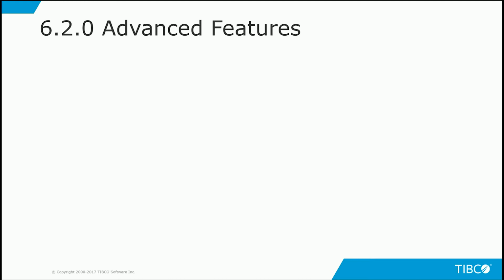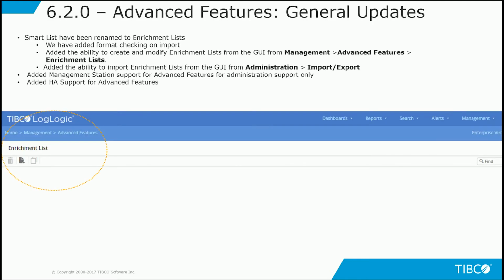Let's take a look at the advanced feature updates. Some general advanced updates. So the smart lists have been renamed to enrichment lists in 6.2. We've also added format checking on import. We've added the ability to create and modify enrichment lists from the web UI under Management Advanced Features Enrichment Lists. Here we've also added the ability to do import of enrichment lists from the web UI under Administration Import and Export, as well as the ability to use Management Station for advanced feature administration only. Also, advanced features are now supported by HA.